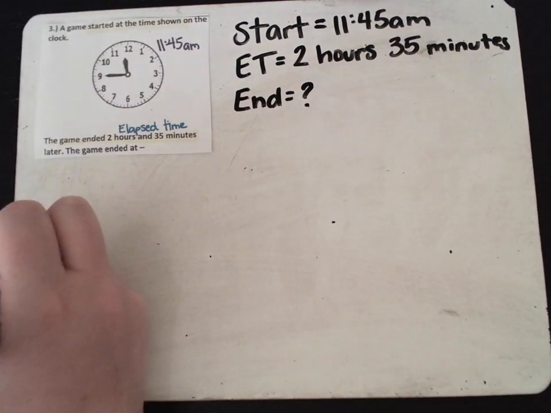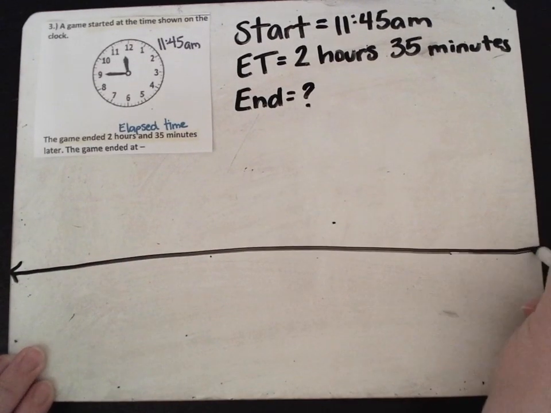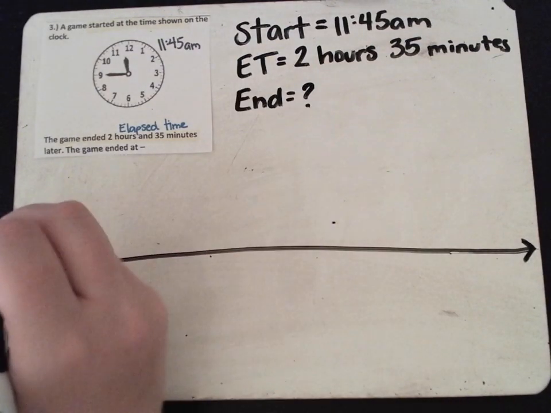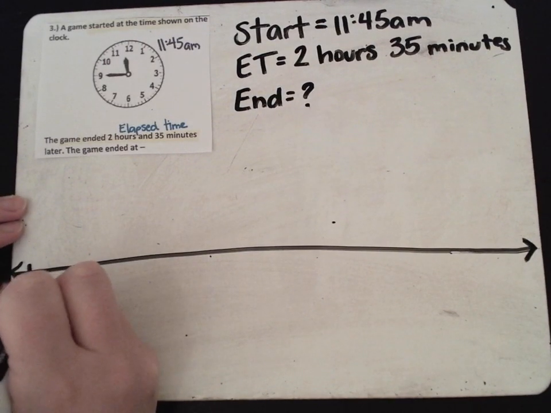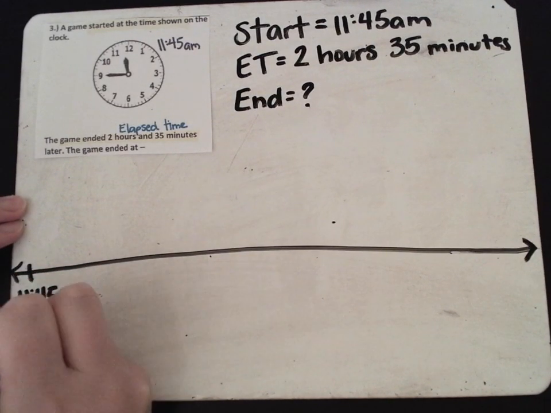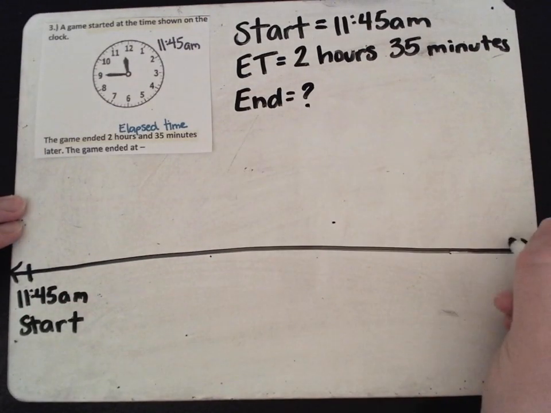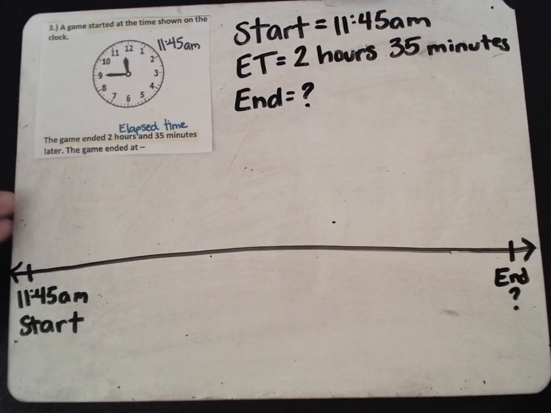I'm going to draw my number line first. Remember, you're going to need a lot of space for most of these lines. It's better to have too much than too little. So go ahead and turn your paper sideways so you have enough room. We know our start time, so I can go ahead and write my start time down. That's 11:45 a.m. And then I don't know my end time, so I'm going to put end with a question mark. The only thing you know is your elapsed time.